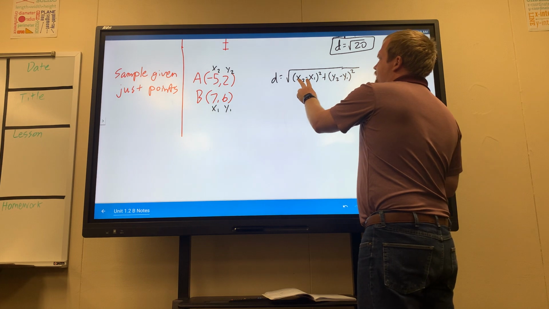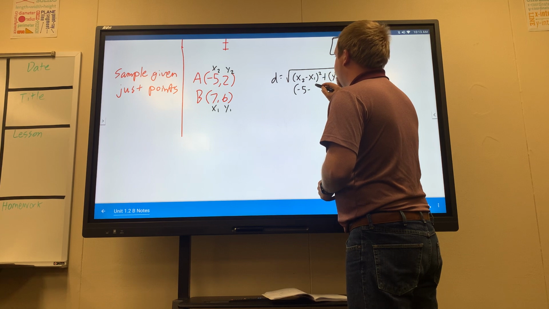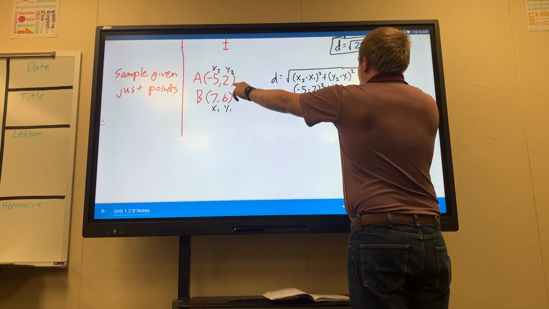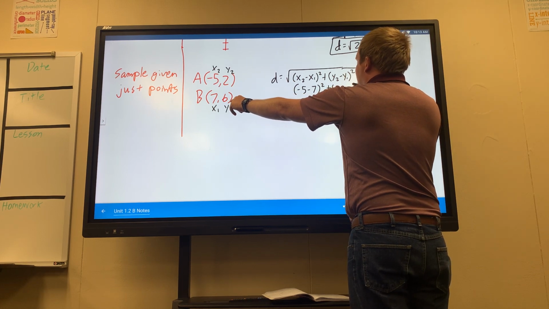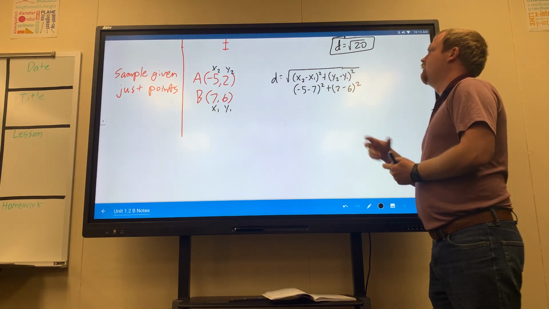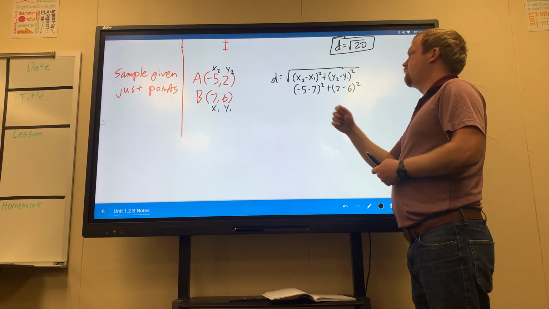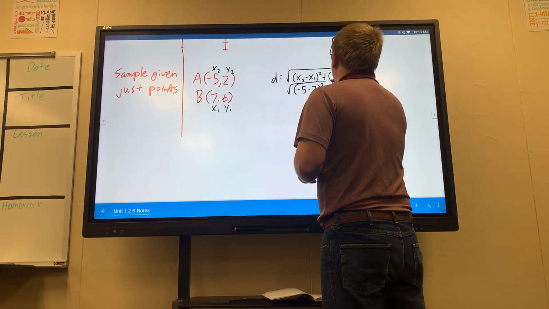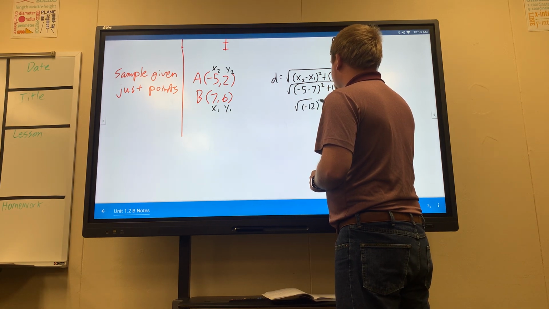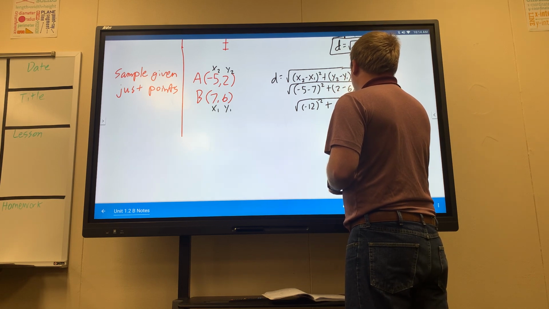Now I'm going to replace x2 with negative 5, and x1 with 7, squared, plus y2 is 2 minus y1 is 6, squared. So now I'm going to take negative 5 minus 7, because remember, parentheses first, to make negative 12. Plus 2 minus 6 is negative 4, squared.